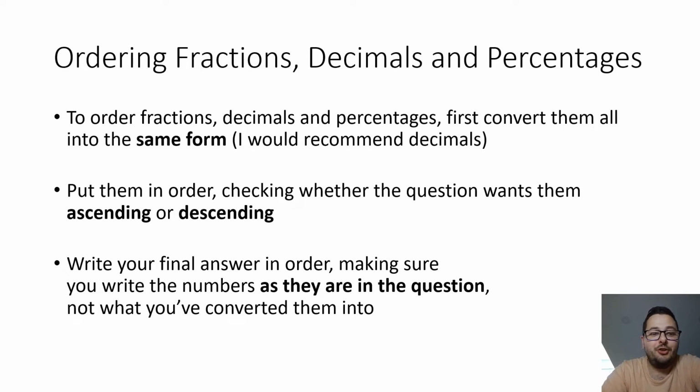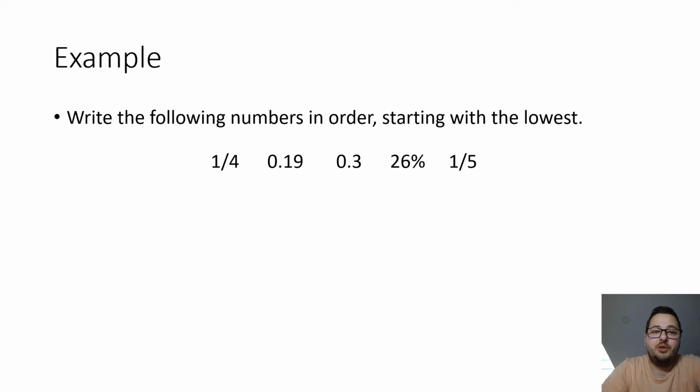Okay, so let's just do a couple of examples. So we want to write the following numbers in order, starting with the lowest. Okay, so as I said, I'm going to be trying to put them all into decimals. So a quarter, just as it's a common fraction, decimal and percentage conversion, that is 0.25. This 0.19 is already a decimal, 0.3 is already a decimal, and 26% is the same as 0.26. And also I know that 1/5 is 0.2.